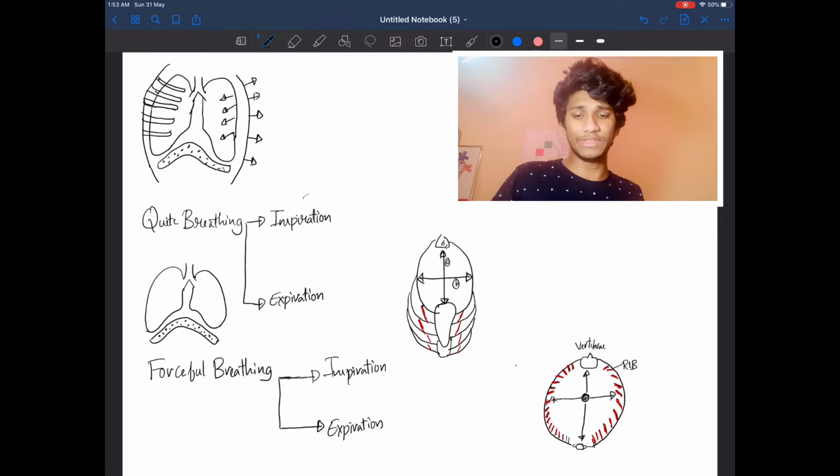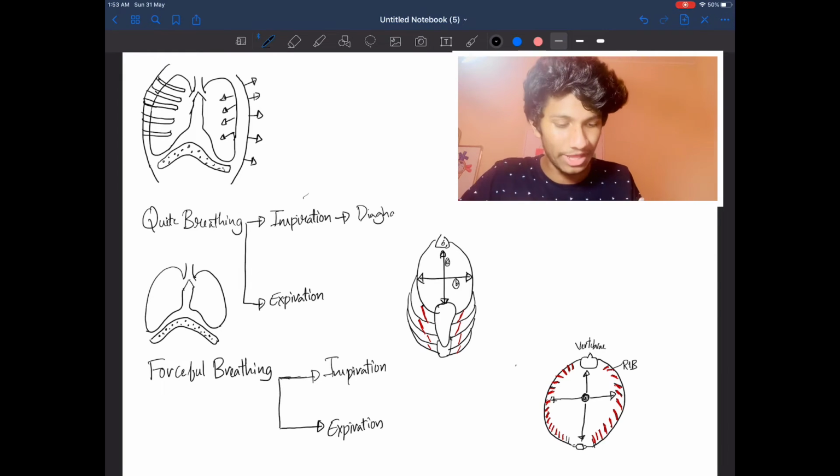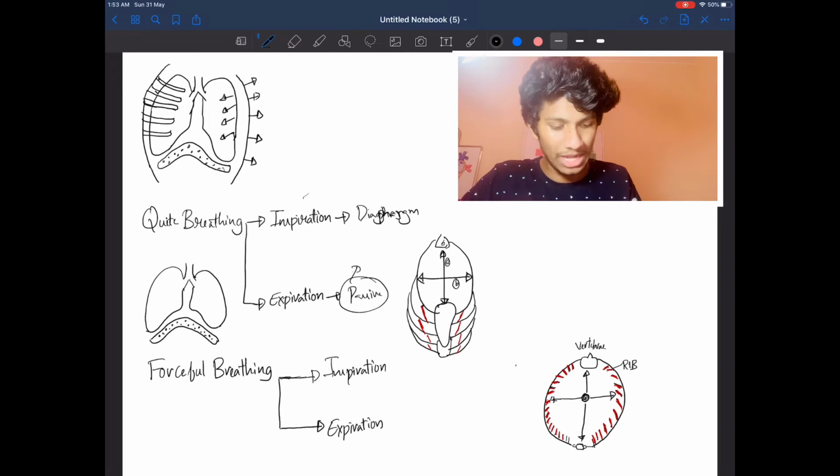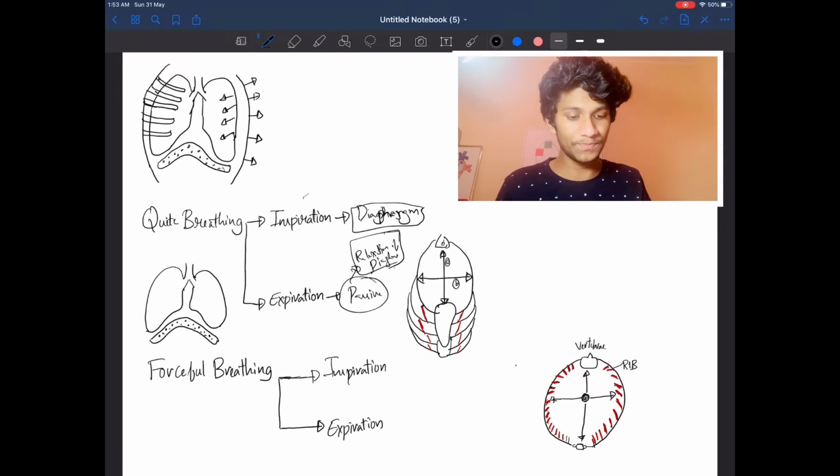Now we'll go with the muscles involved in inhalation and exhalation, both in quiet breathing and when exercising or forceful breathing. In quiet breathing, inspiration is achieved by the diaphragm, which we already discussed. Expiration is a passive process, that is, the relaxation of the diaphragm. So in quiet breathing, it is completely dependent upon the diaphragm, which is innervated by the phrenic nerve.